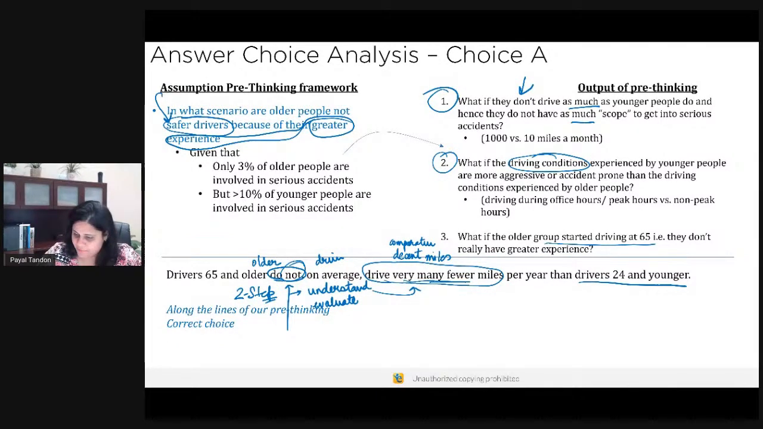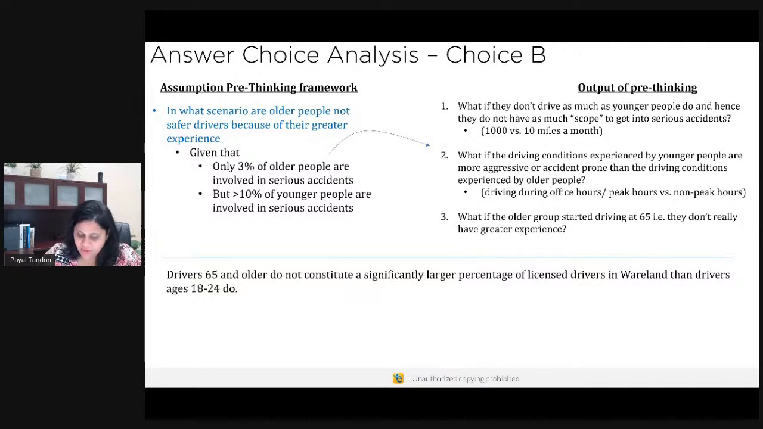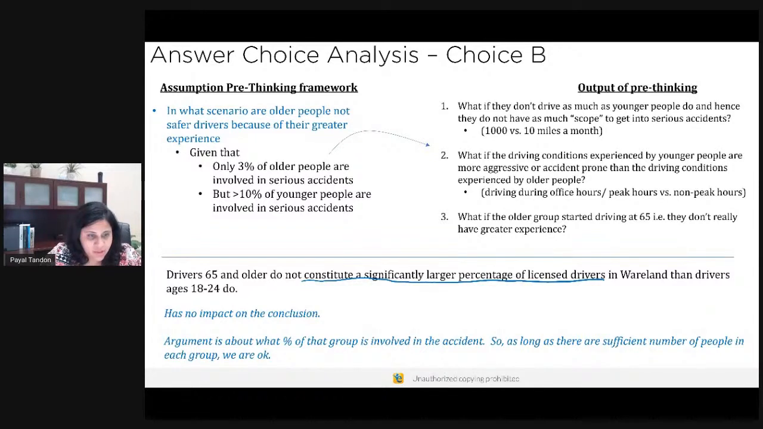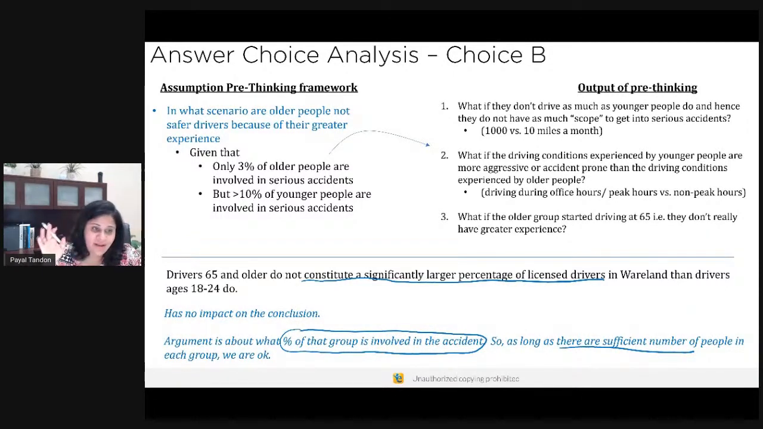Okay, all right. Now let's come to choice B. Drivers 65 and older, so older drivers, do not constitute a significantly larger percentage of licensed drivers in Wareland than younger drivers do. Now this has no impact on the conclusion. Why? Because the whole argument is about what percentage of that group is involved in accidents. It doesn't matter how many people are in that group, as long as there are a sufficient number of people in the group. Which means as long as the data is statistically significant, we are okay. As long as we can trust the percentage numbers, we are okay. But it doesn't matter whether there are more older drivers or more younger drivers. That doesn't matter. Okay, and that's why it's very important.